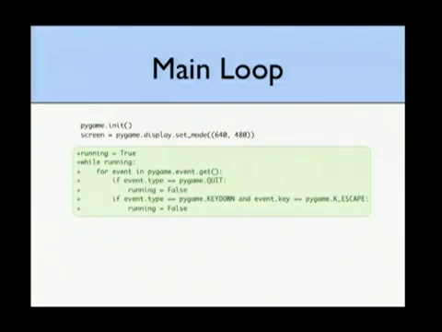And if we get the quit event, which is the event that the operating system sends us when the user clicks the close button on the window, or generates a quit event some other way, we'll just set our running flag to false. That's fine. If we get a key down event, which is basically the user pressing a key down on the keyboard, then we can look at the additional attribute on the event object for the key that was pressed. And if it's the escape key, then we can also quit.